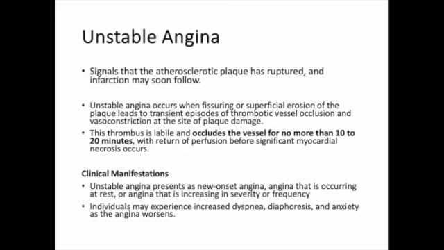Okay, so we know about unstable angina. We know this happens when there's an atherosclerotic plaque that's ruptured. But what causes this to happen in the first place? Well, there's fissuring or superficial erosion of that plaque, which leads to a transient episode of thrombotic vessel occlusion. This occlusion is going to lead to vasoconstriction at that site where the plaque has damaged the blood vessel. Now we have a thrombus that is very unstable or labile, and it can occlude the vessel.